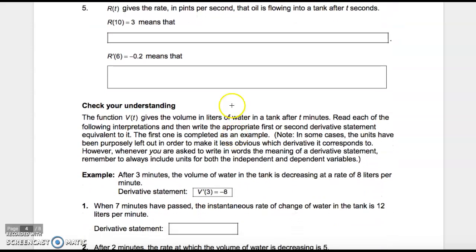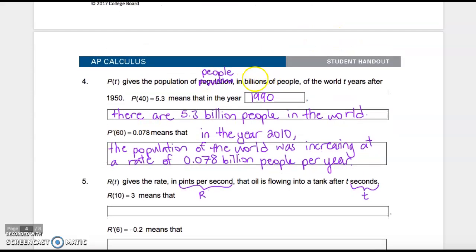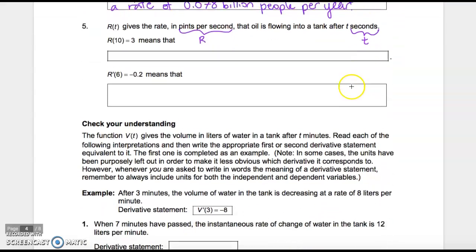All right, let's do number 5. R of t gives the rate in pints per second that oil is flowing in the tank after t seconds. So this is R. T. Oh, I guess I didn't write that up here. Billions of people, that was P. And then T years. Gotta stay consistent, you know?